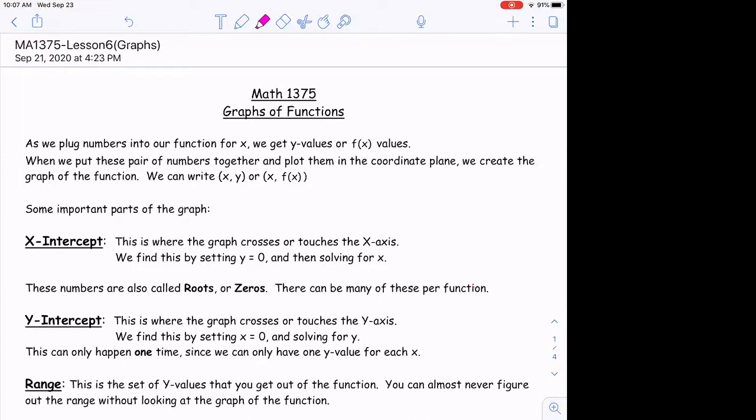So what you're going to do today is we're going to be analyzing graphs, what to do with them. So some important parts you need to know. The first one is the x-intercept. This is where the graph will cross the x-axis. You can find that by setting y equal to 0 or f of x equal to 0. Remember, f of x and y mean the same thing. We also call these numbers zeros and roots. These are important, okay? You are going to be finding roots and zeros of functions using your graphing calculator much later.